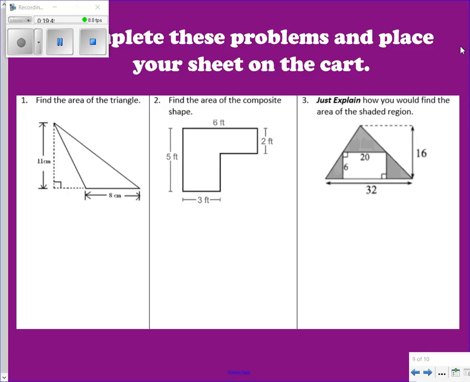So our last step here is a little exit ticket. I'm not going to show you any of these. Go ahead back through the video, see if you can remember how to solve them. When you finish, we're going to collect it just so we can see how you did.